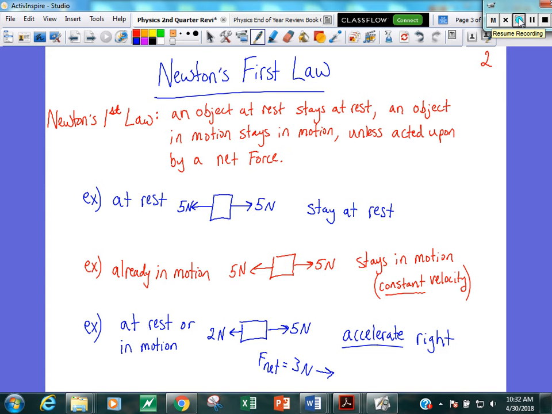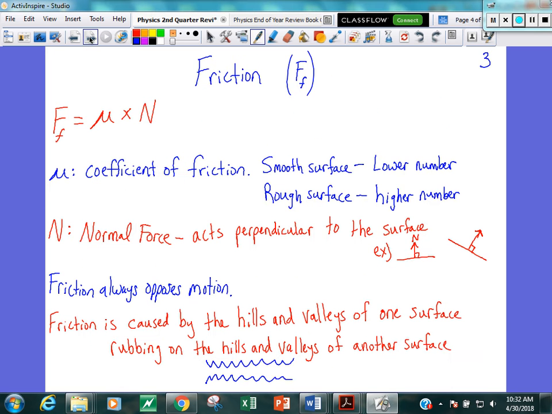Okay, so let's continue on. Before we go to Newton's second law, though, on page number 3, I want you to title it friction. So I put the symbol for friction. It's the force of friction here. So title it friction. And let's talk about that for a second.